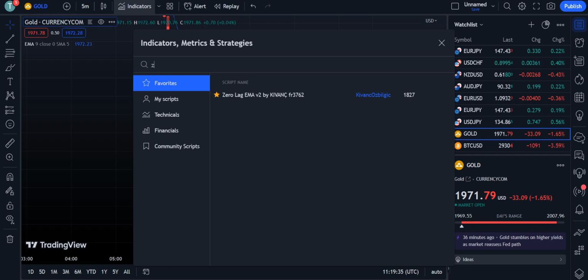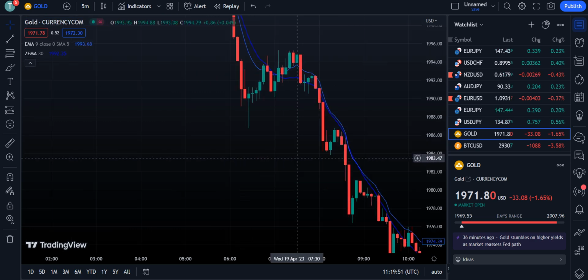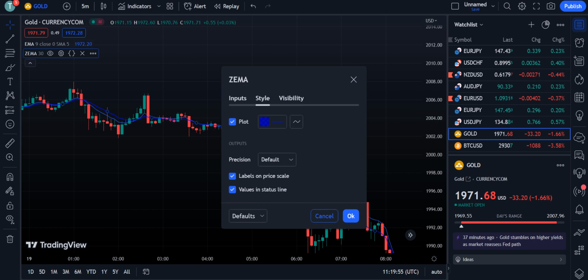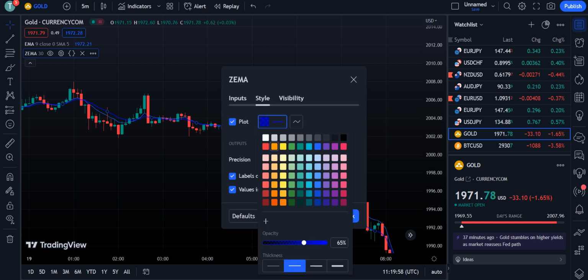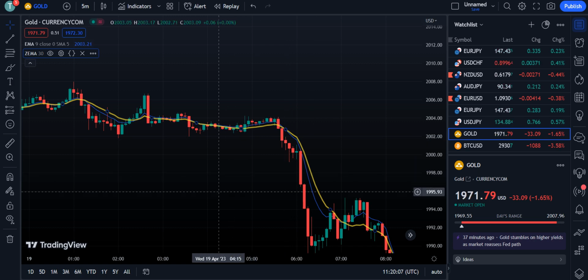Its name is Zero Lag EMA V2 by Kevan Osbeljic. 1827 traders are using this indicator. You simply click on it and it will be applied on your chart. Now I will change its color so that you can see it very clearly. For example, I change its color to yellow and make it thick, and click OK.